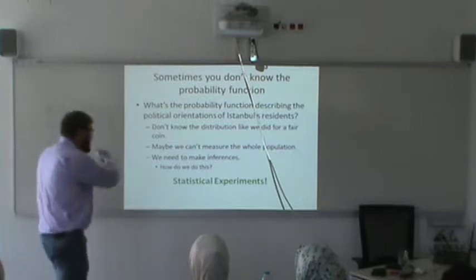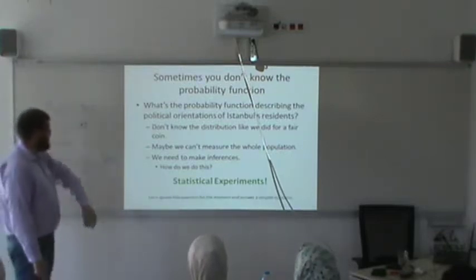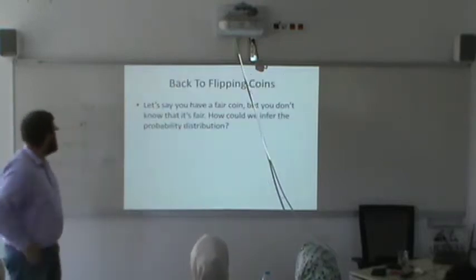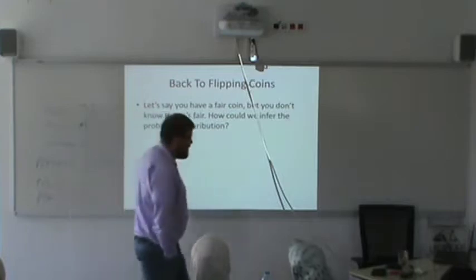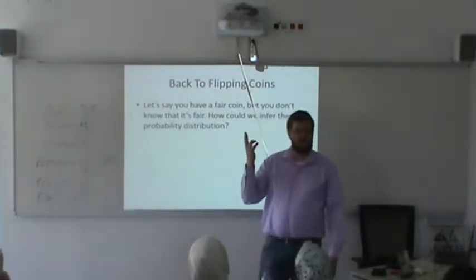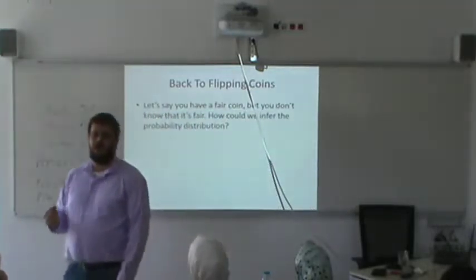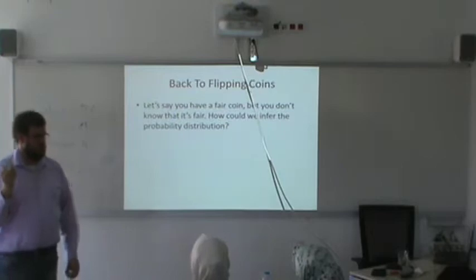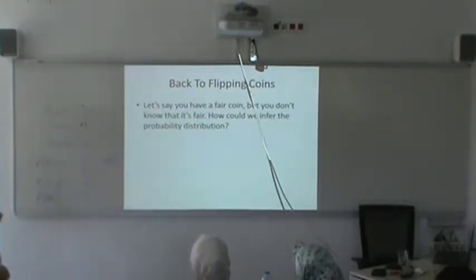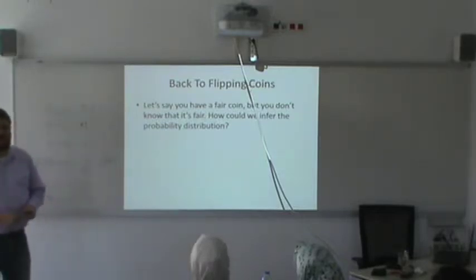So how do we do this? We do statistical experiments. Let's ignore this question for the moment because this is a really big question. Let's go back to flipping coins, which are really easy. Let's say you have a fair coin, but you didn't know that it was fair. So we have a coin. Is this fair or not? I don't know. I want to find out. So how can we infer the probability distribution? What do we need to do? I said statistical experiment.